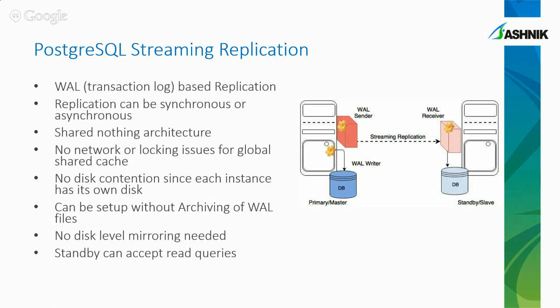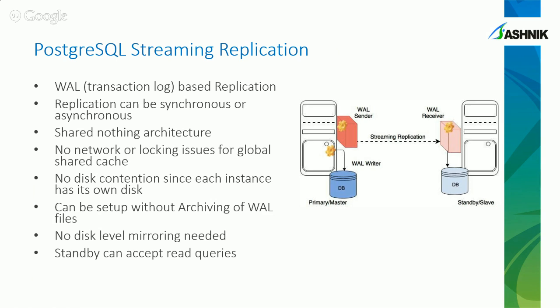Each database maintains its own cache. There is no disk contention because each database has its own disk here, and we are replicating operations. It is log level replication or WAL level replication, so you are only replicating operations at a time. There is no disk level mirroring which is required because already you have got two sets of data, one on primary, another one on secondary. Your standby server can accept the read queries. The only challenge here is you cannot do automated load balancing.